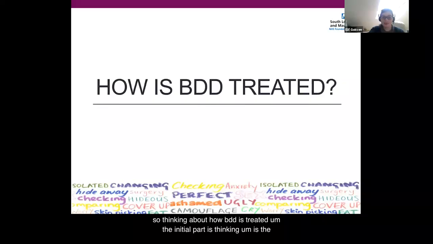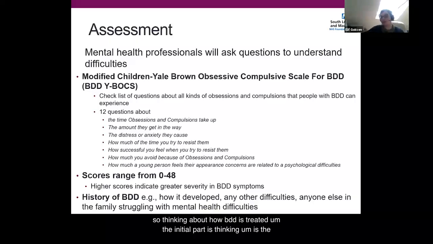So thinking about how BDD is treated, the initial part is the assessment process, where young people come and meet mental health professionals, and where they'll spend some time trying to understand what some of those difficulties related to their appearance concerns are and how that's affecting them. Similar to OCD, a modified version of the CYBOCS, which has been created for young people with BDD, will be used to run through a checklist of questions that help identify the key areas of difficulties.